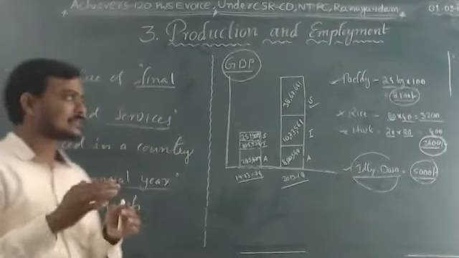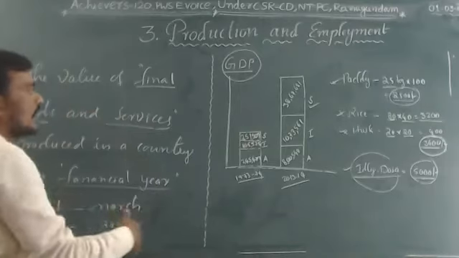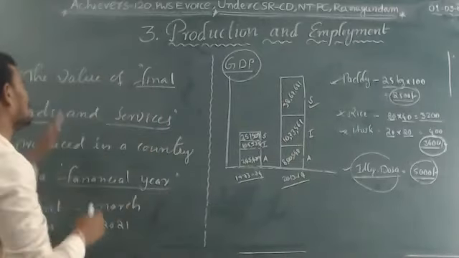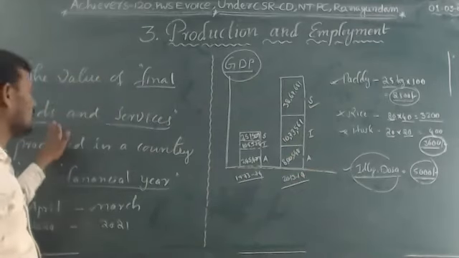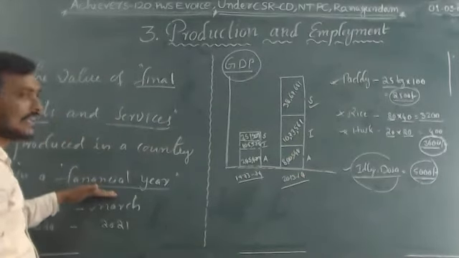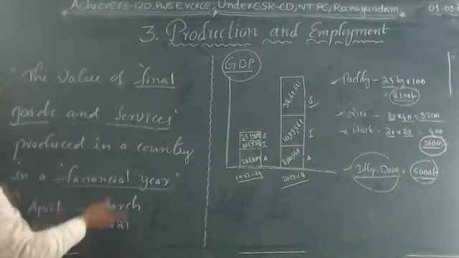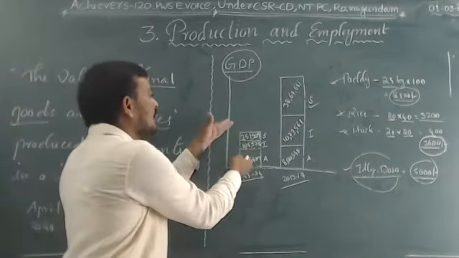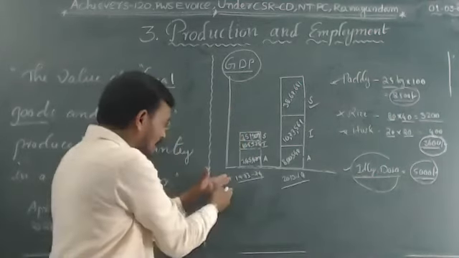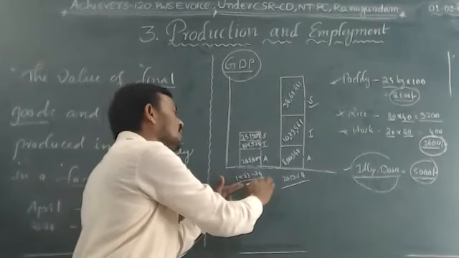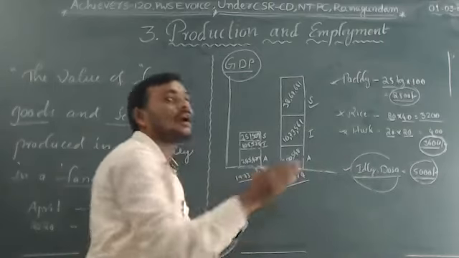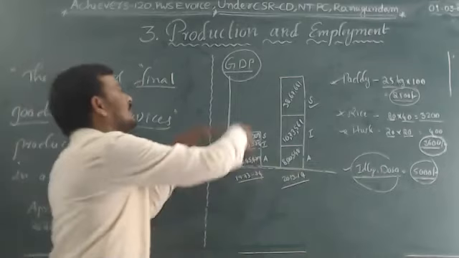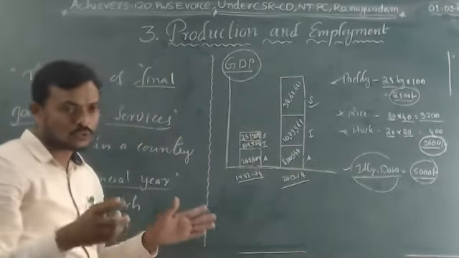Next, we defined what GDP is and also how to estimate GDP. What is GDP? The value of final goods and services produced in a country in a financial year is called GDP. We also saw, for the years 1973-74 and 2013-14, how much revenue and GDP were generated from these sectors in today's class.